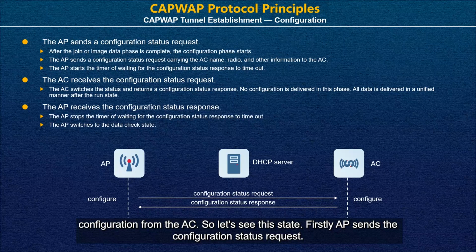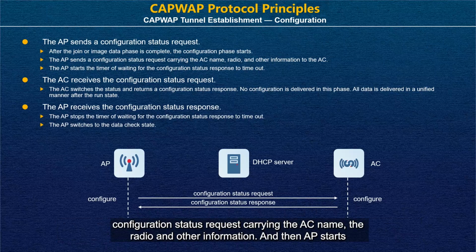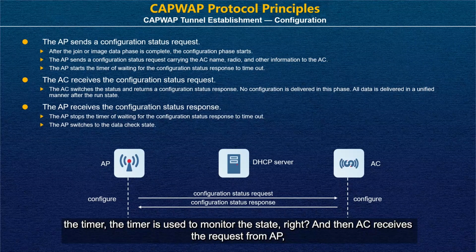Firstly, AP sends the configuration status request. After the join or image data path is complete, the configuration path starts. AP sends the configuration status request carrying the AC name, the radio, and other information. And then AP starts the timer. The timer is used to monitor the state, right?